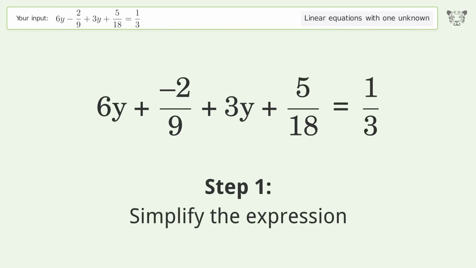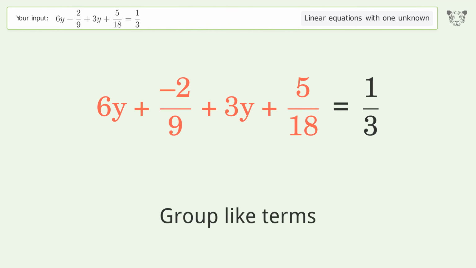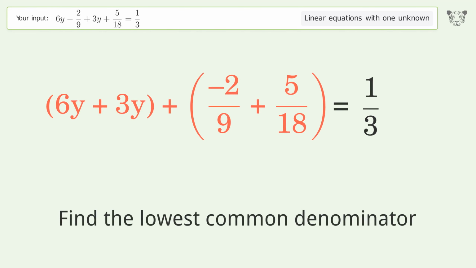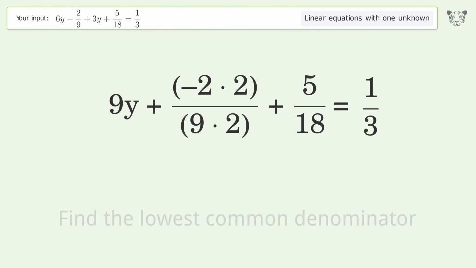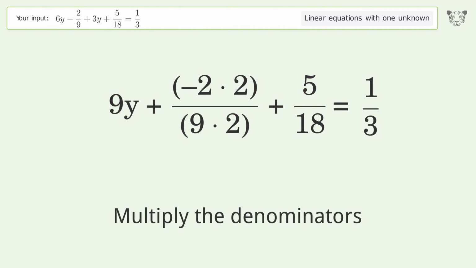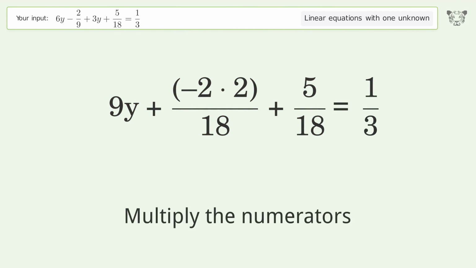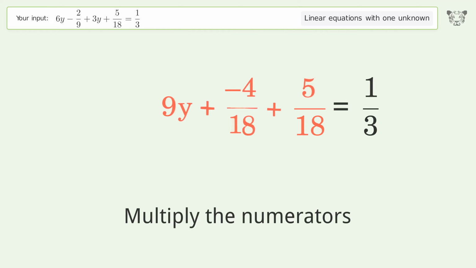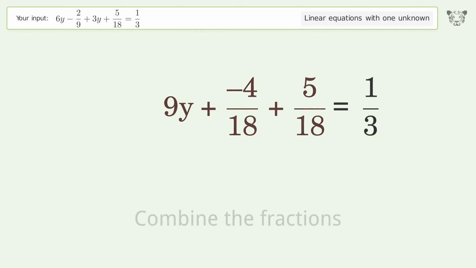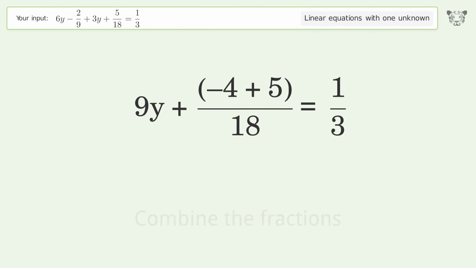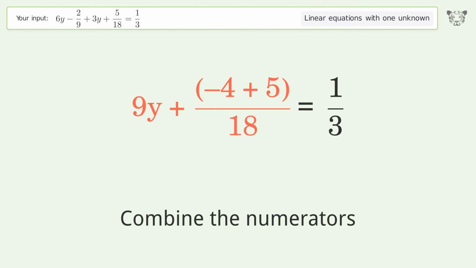Simplify the expression. Group like terms. Find the lowest common denominator. Multiply the denominators. Multiply the numerators. Combine the fractions. Combine the numerators.